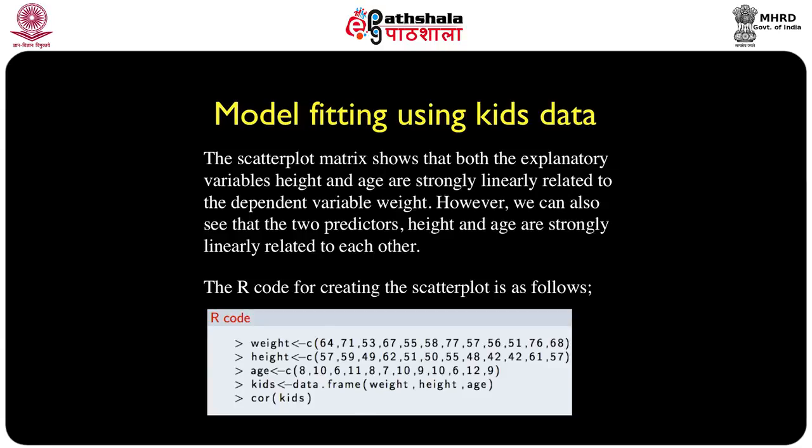The scatterplot matrix can be created using the plot function, but before that, using R, we first read the three variables weight, height, and age into R and put them in a data frame and name it kids. Next, using the correlation function, the cor function in R, we obtain the correlation coefficients between the predictor variables and also each of the predictor variables with the response variable.